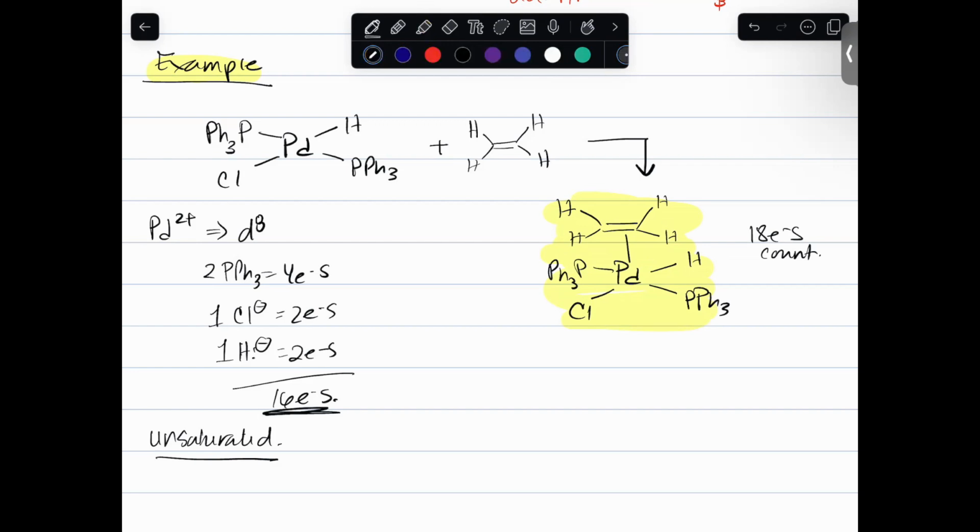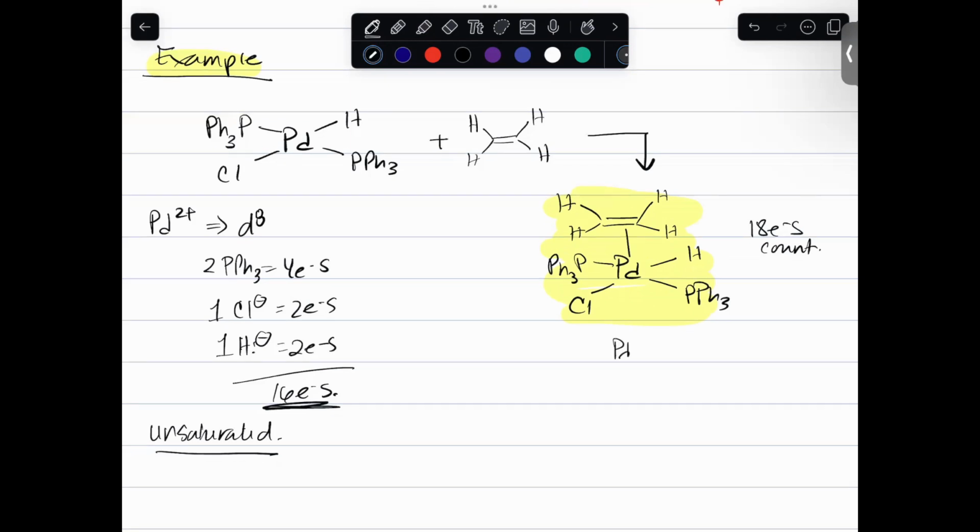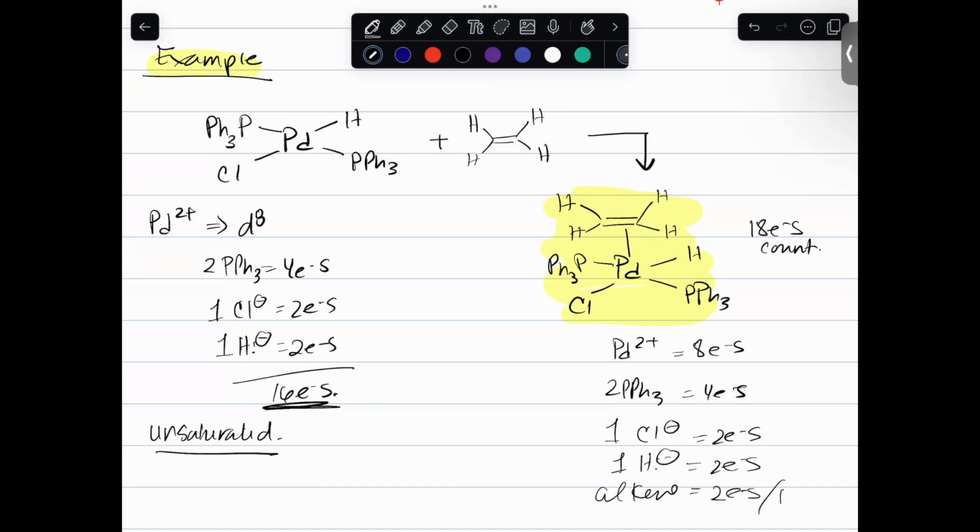Okay. Please make sure you know how to do the 18 electron count. It's still palladium 2+, d8 electrons, right? 2 triphenylphosphines, 4 electrons, 1 chloride, 2 electrons, 1 hydride source, 2 electrons. But now we've got our alkene that's neutral, 2 electrons, for a total of 18 electrons. So it's saturated. You can't add anything else. Again, everything that you do is occurring within the molecule. Now everything is intramolecular, okay?